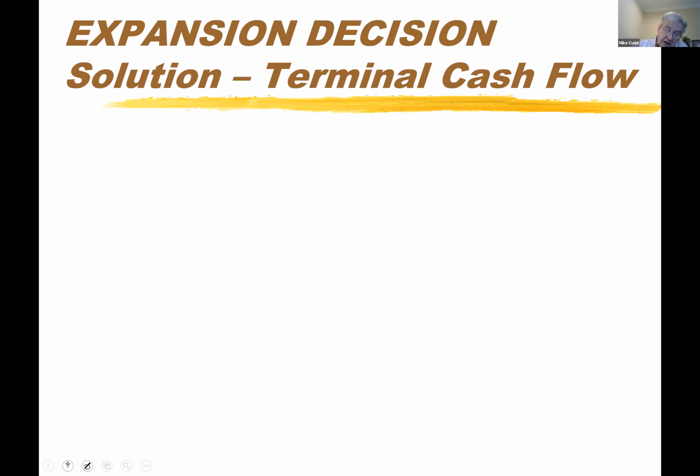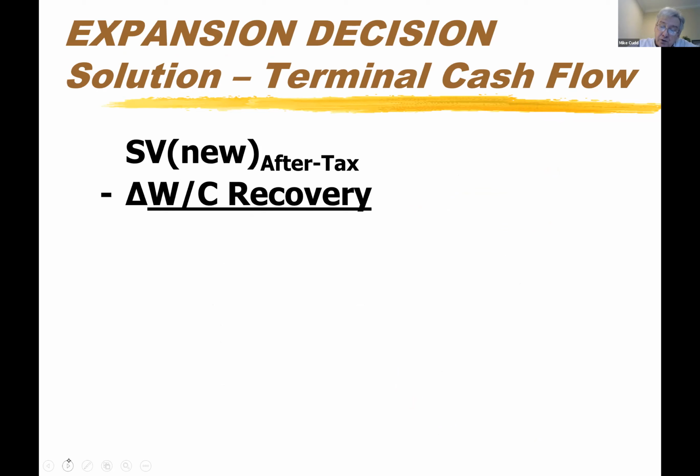The final segment we have is the terminal cash flow. We're going to operate this factory for 3 years and then shut it down. What will we do when we shut it down? We'll sell off the equipment and we'll recover our working capital investment. That is, whatever we invested in inventories, we'll sell off. Whatever we had invested in receivables, we'll collect. Whatever credit we got in accounts payable from our suppliers, we'll pay off.